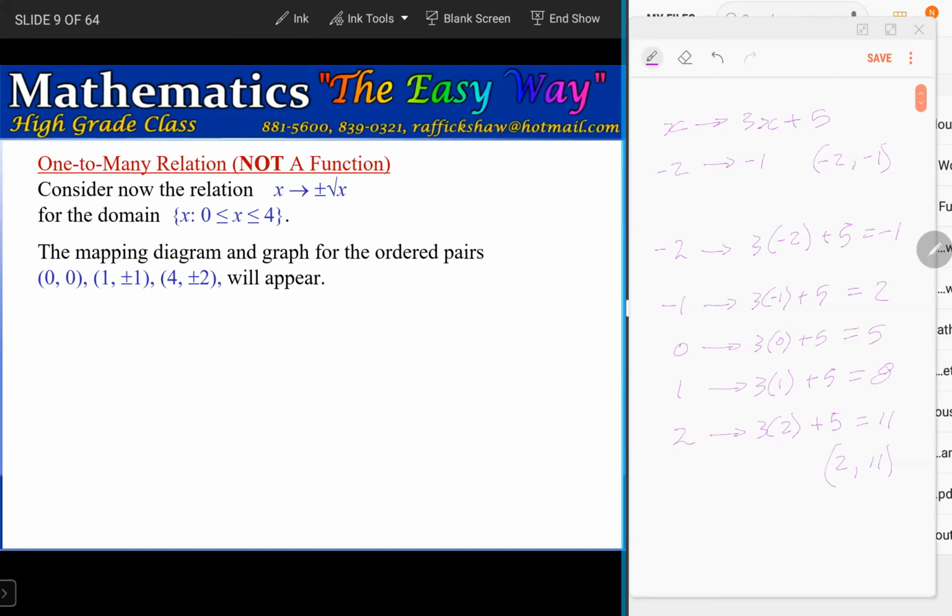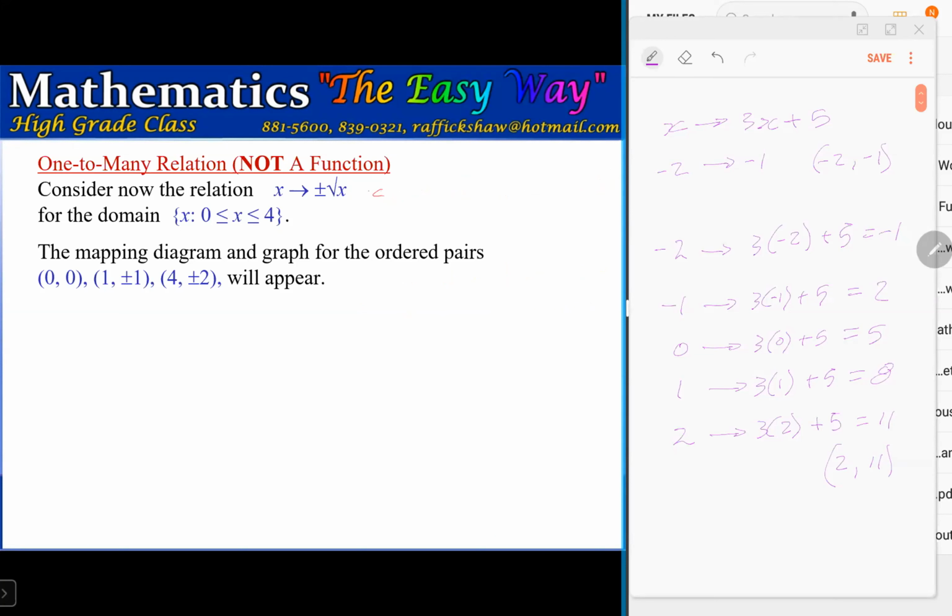Erase. All right, come again. So we're saying the x up here is mapping onto a positive root x, and also it is mapping onto a negative root x. All right, the 0 is mapping onto positive root 0, which is 0. And the 0 is also at the same time mapping onto negative root 0, which is still 0. The 1 is mapping onto positive root 1, which is 1. And the 1 is also mapping onto negative root 1, which is negative 1.